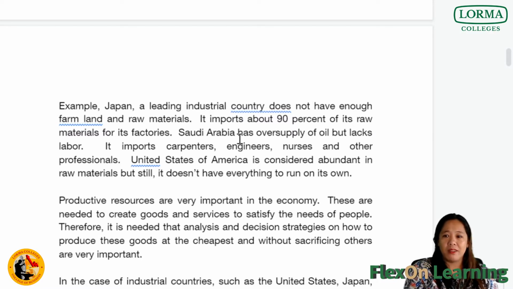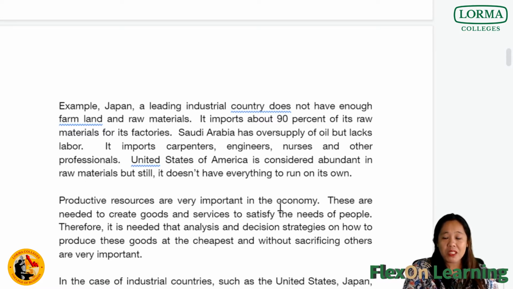Saudi Arabia has oversupply of oil but lacks labor. That's why there are lots of Filipinos there. It imports carpenters, engineers, nurses, and other professionals. And mind you, class, almost 80 plus percent. It's like 85% of workers in Saudi Arabia are Filipinos. United States of America is considered abundant in raw materials, but it doesn't have everything to run on its own. That's why they import lots of things coming from China.